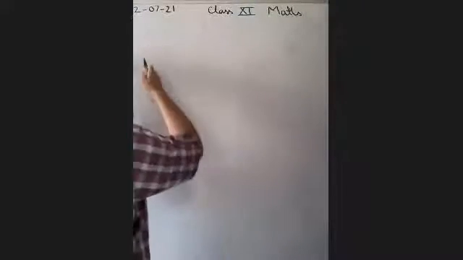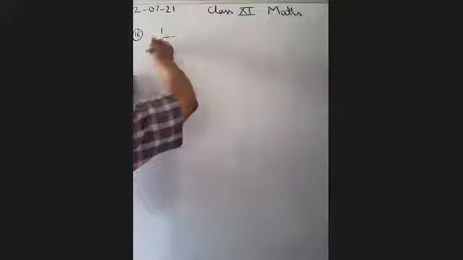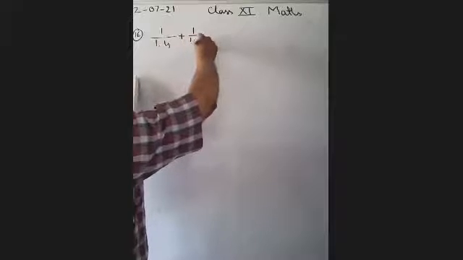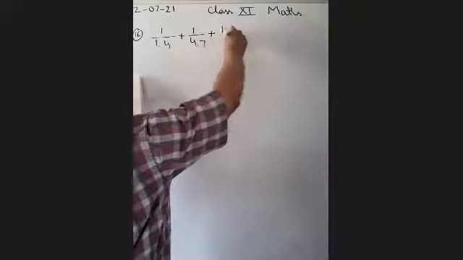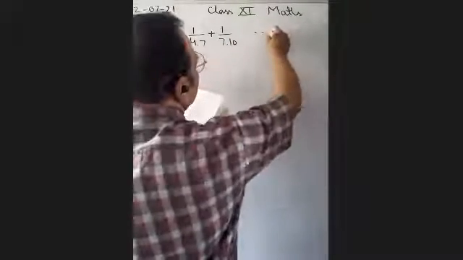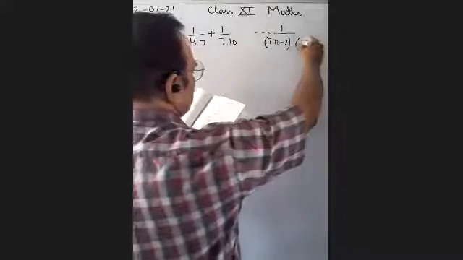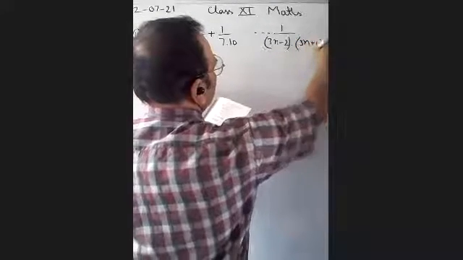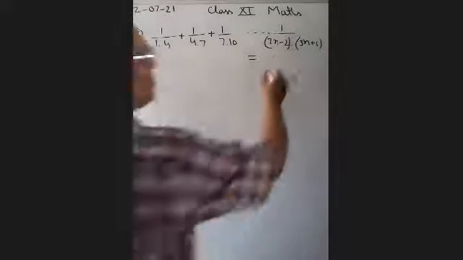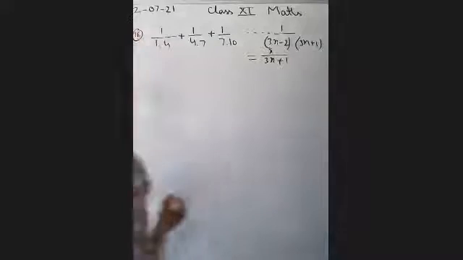But a question number 16, just see the question number 16. 1 upon 1 into 4 plus 1 upon 4 into 7 plus 1 upon 7 into 10 plus and so on up to 1 upon 3n minus 2 into 3n plus 1, which is equal to n upon 3n plus 1. ठीक है, ये this we have to prove.